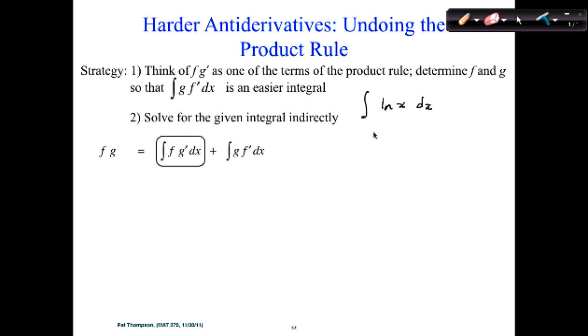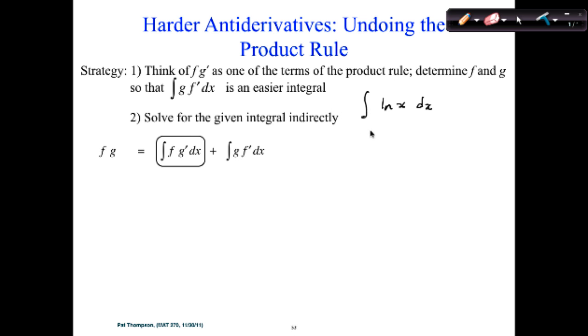We want the antiderivative. So we're thinking to ourselves, what function, if we took the derivative of it, would be natural log of x? Well, there's no elementary rule for that. If you think back on all the rules you learned in Calc 1, there is no basic function that if you take the derivative of it, you get natural log of x. So we're going to apply undoing the product rule.